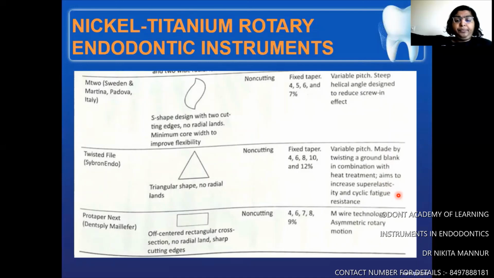In ProTaper Next, you have an off-centered rectangular cross-section, and there's no radial land and sharp cutting edges. So basically it's a non-cutting tip. And we have M-wire technology used here, as I mentioned before, but what exactly this M-wire technology is has not been mentioned in any theoretical aspect in any article. It's just mentioned as M-wire technology.